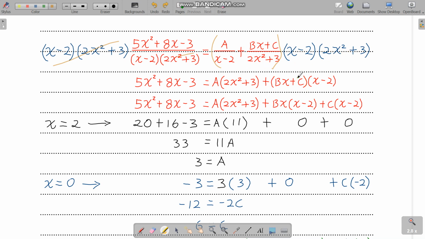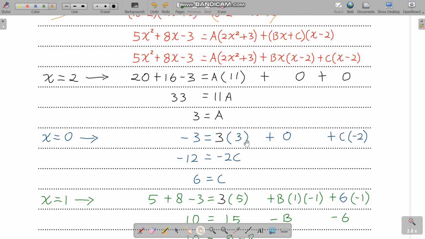Now, since we are combining the bx and the c in the same term, we're going to have to split it to find the b and the c faster. So we do bx times (x minus 2) and c times (x minus 2). Now we have all three coefficients a, b, c in three separated terms.